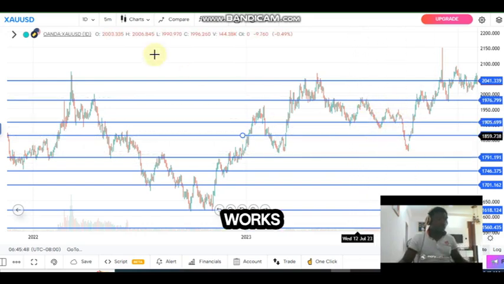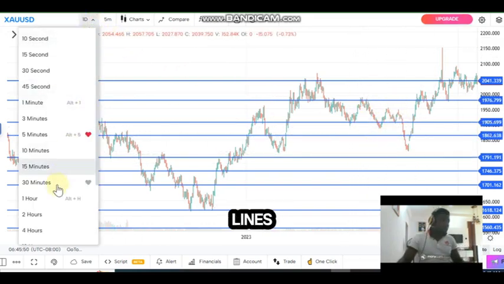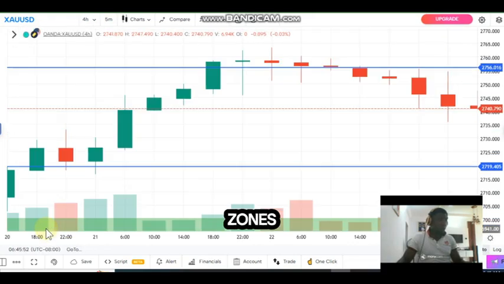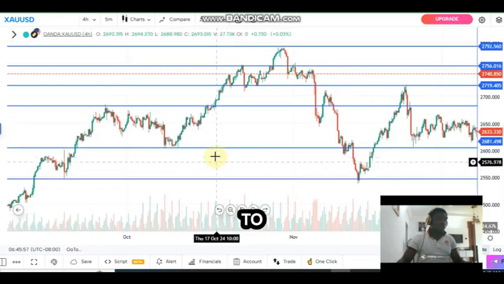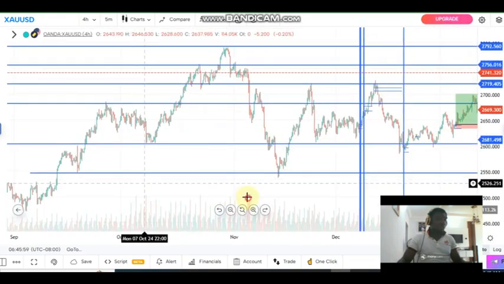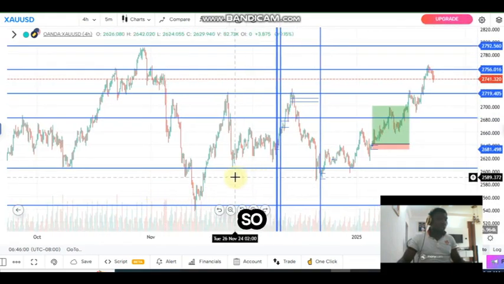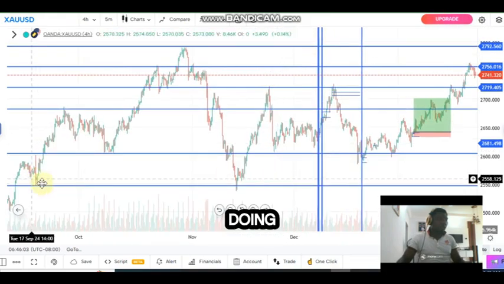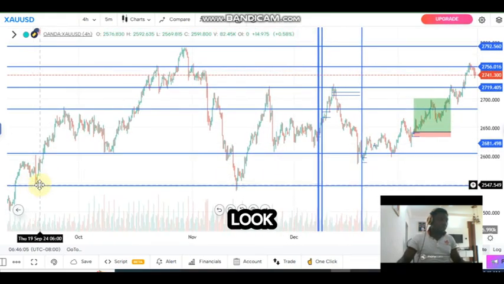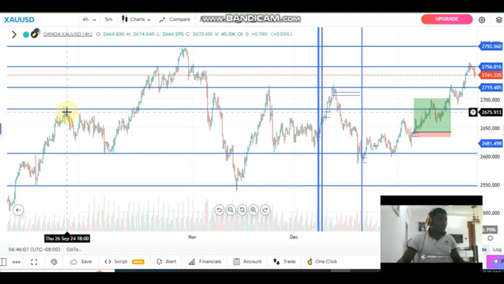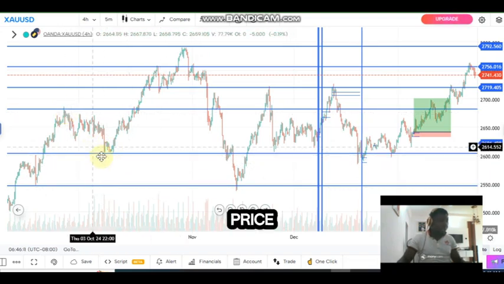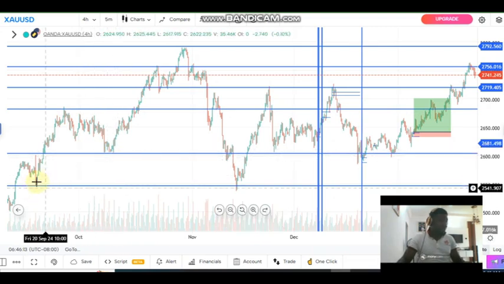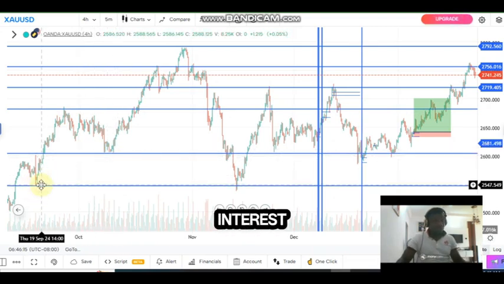So now let us go to 4 hours. This is where you're going to see a lot. So now look at what price is doing. Look at this point of interest. Price got to this point of interest. Look at another point of interest. Are you seeing how valid those lines are finally becoming to us?